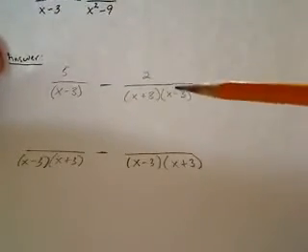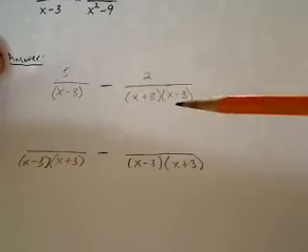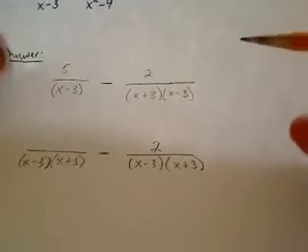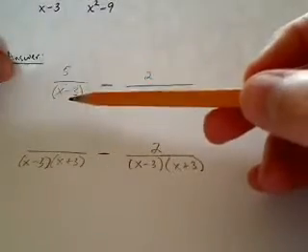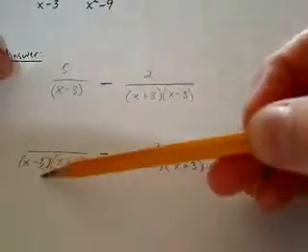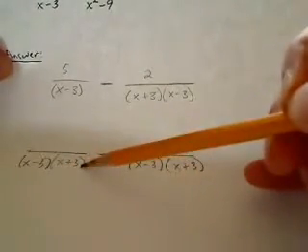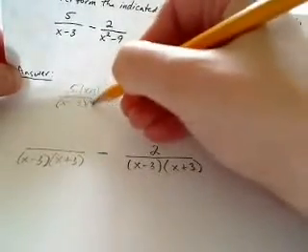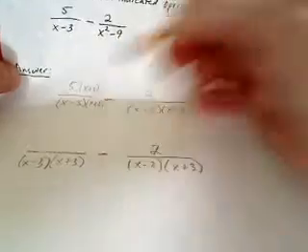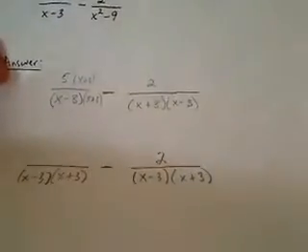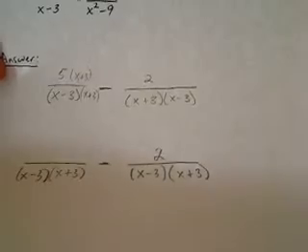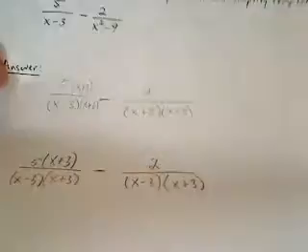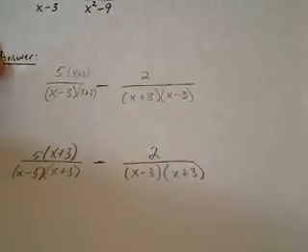Now in the second expression, we don't have to do anything because it's already in that common denominator format. So we just leave it as 2 over x minus 3 times x plus 3. But in the first fraction, to go from x minus 3 to this new common denominator, x minus 3 times x plus 3, we have to multiply the top and the bottom by x plus 3. Because x plus 3 over x plus 3 doesn't change the fraction, because it's still 1. So now we have 5 times x plus 3 in the first with that common denominator.